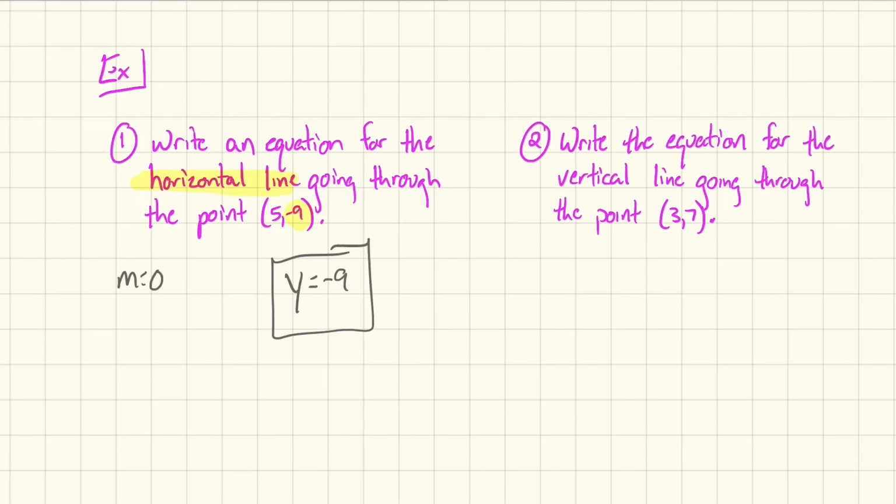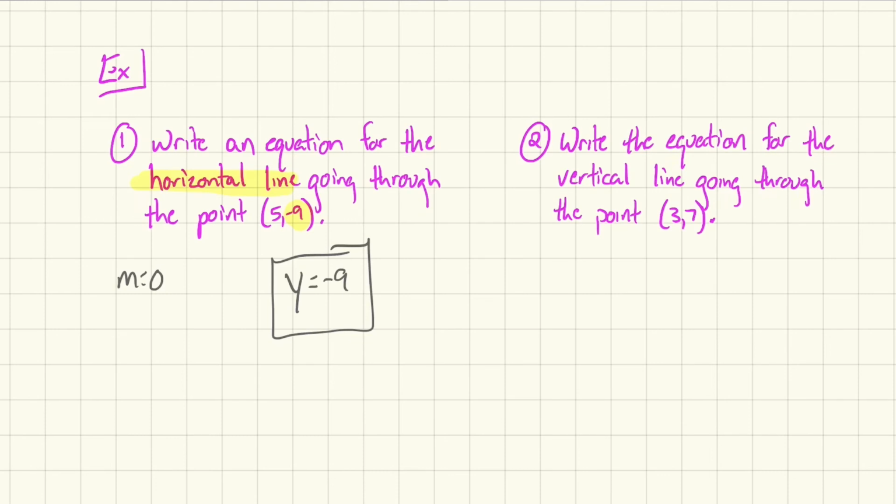It's that straightforward. It doesn't seem like there's much more complication to it, but I promise you, as we get into the more common versions of these problems that aren't 0 or no slope, this stuff will trick us and trip us up a little bit. So, number 2, write the equation for the vertical line going through the point 3, 7.